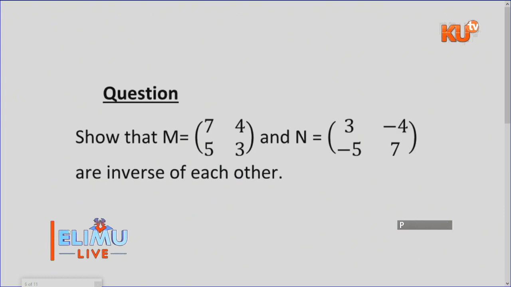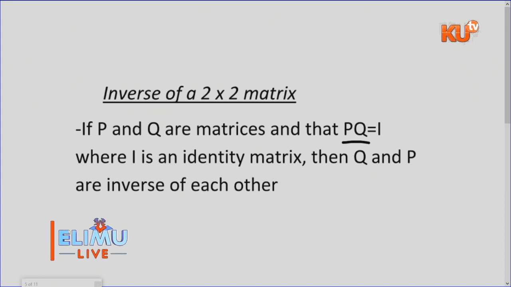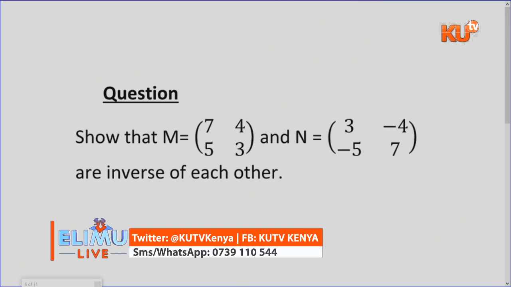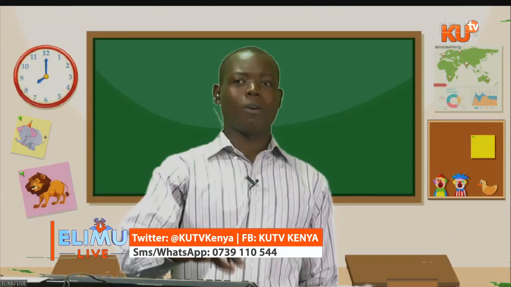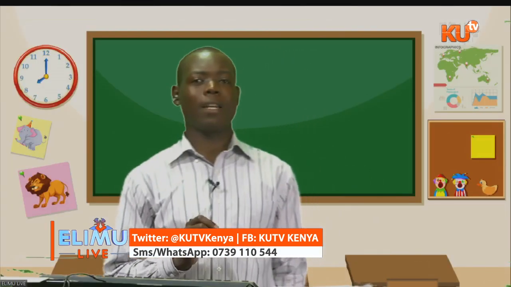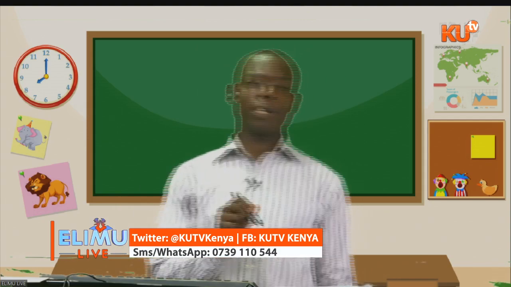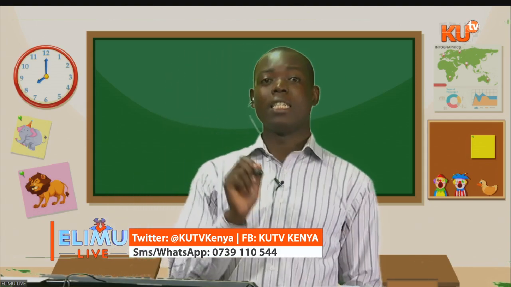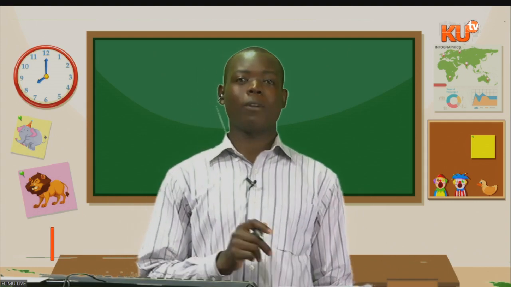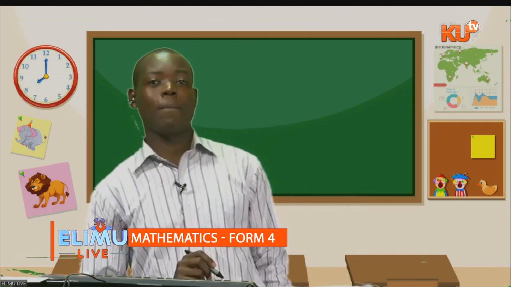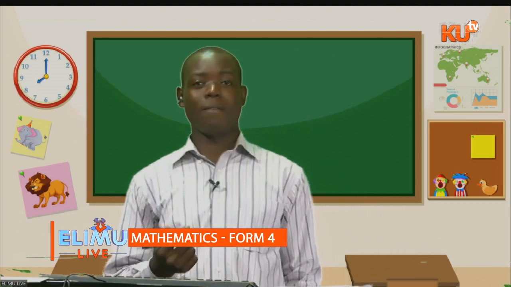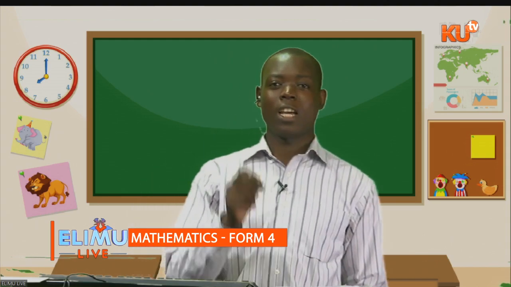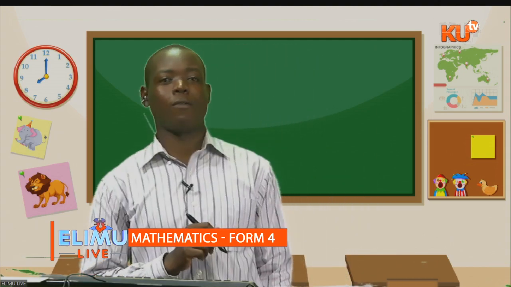And so when we look at this, we'll be able to see how we determine the inverse of a 2 by 2 matrix. The procedure is very simple. The first thing you must do is find the determinant. That is why it was important for us to understand the determinant of a 2 by 2 matrix, because from there we'll be able to get the inverse. So the first step is to determine the determinant of the matrix.